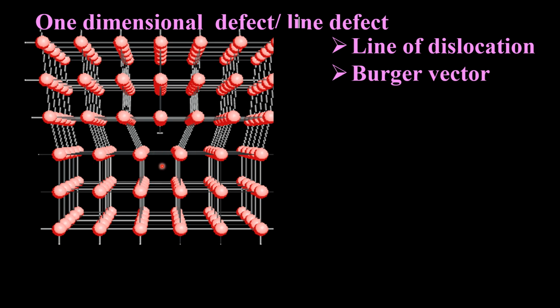Another important thing about the edge dislocation is that here the Burgers vector and the line of dislocation are both perpendicular to each other. That is, the line of dislocation lies into the plane of the page, while the Burgers vector is from here to here. Both are perpendicular to each other for the case of edge dislocation.